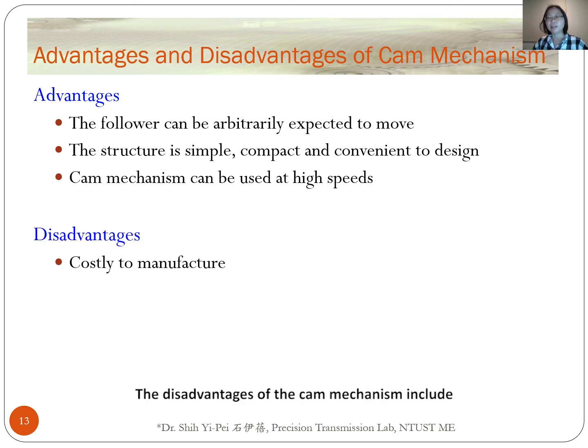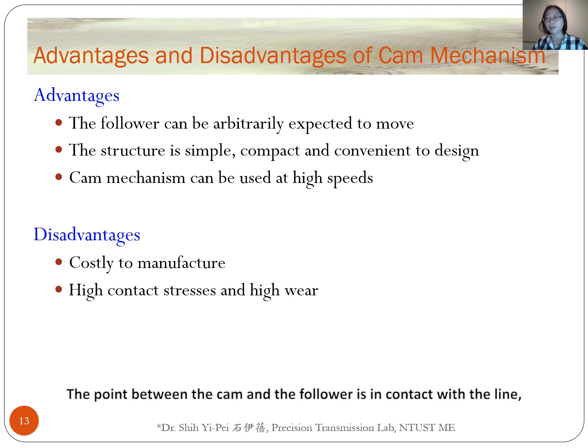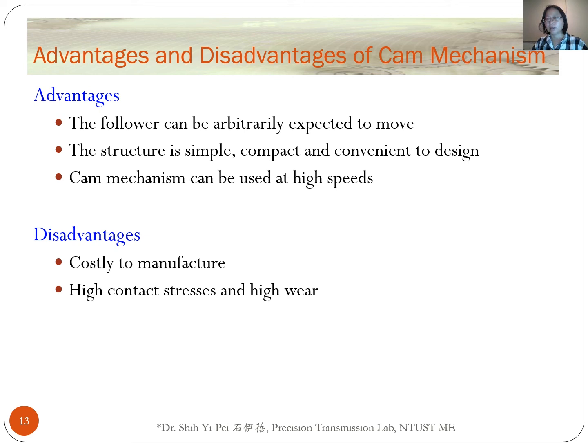The disadvantages of the cam mechanism include: the accuracy of the cam profile required is very high. It needs to be processed by CNC machine tools, so manufacturing is expensive. The contact between the cam and the follower is a line contact, which is easy to wear and should only be used in occasions where the transmission force is not large.